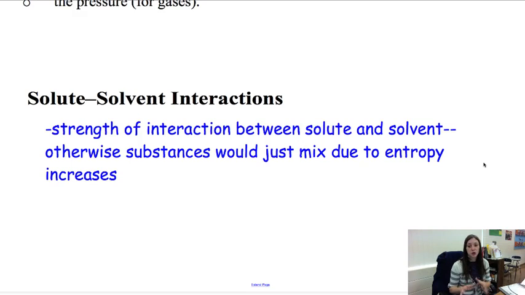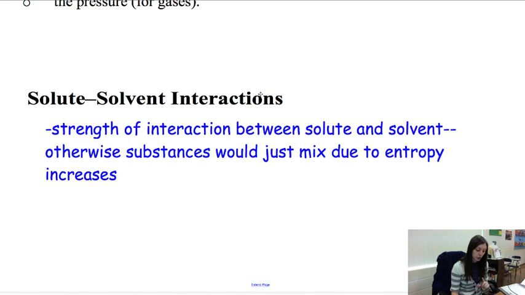Otherwise, your substances would always just mix because entropy increases when things mix. So you've always got to look at exactly which one is stronger, the solute or the solvent. Are they equally strong, which means they're probably going to dissolve, or is one way too strong for the other? Okay, so that's the first big one there, solute-solvent interaction.